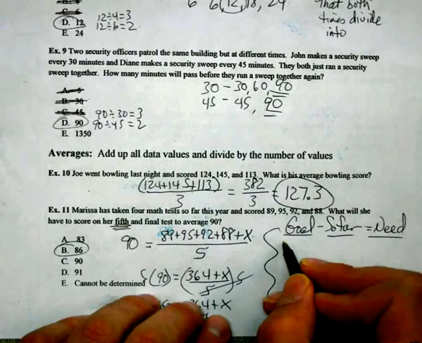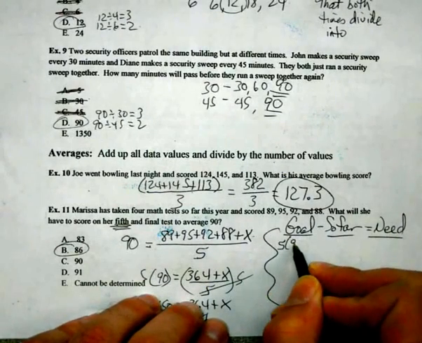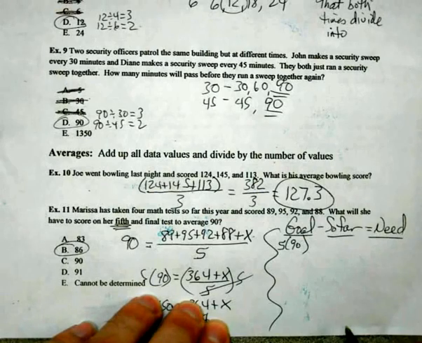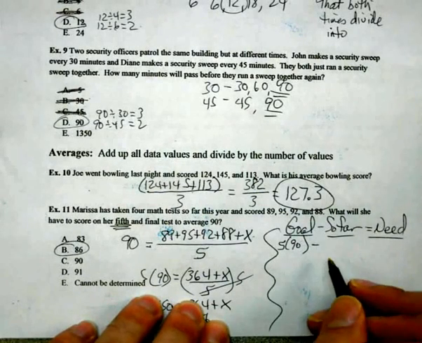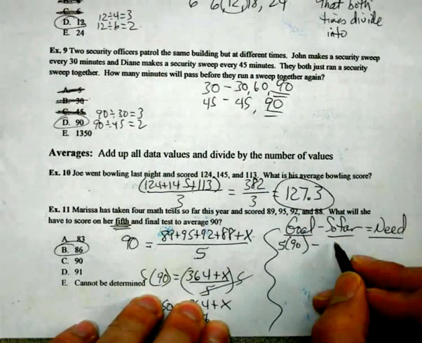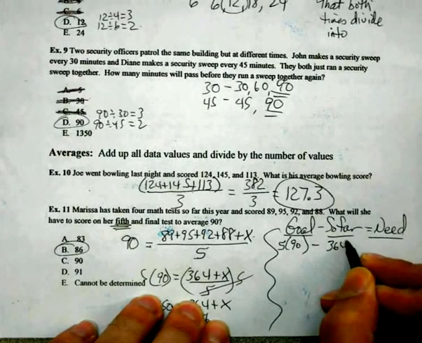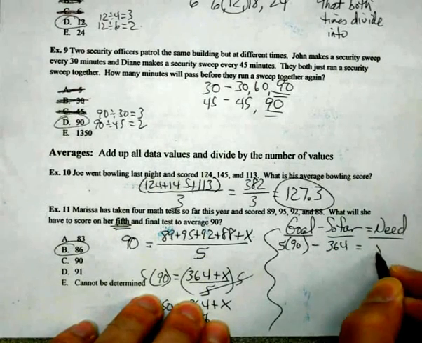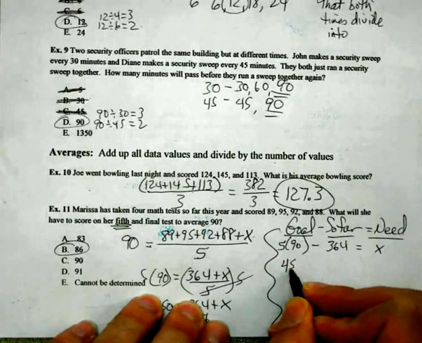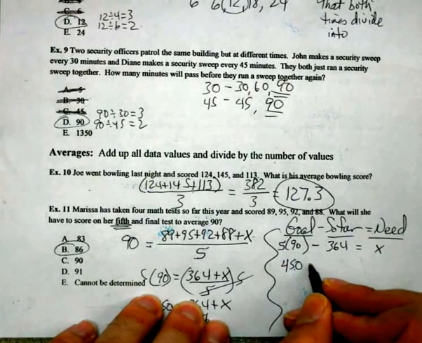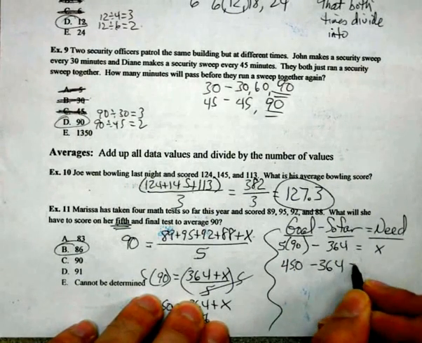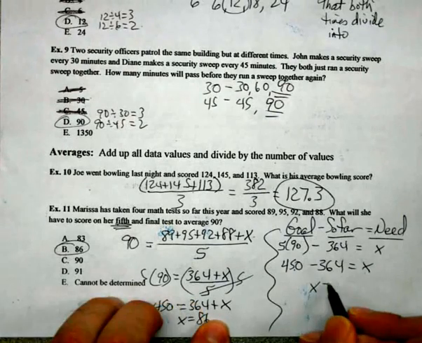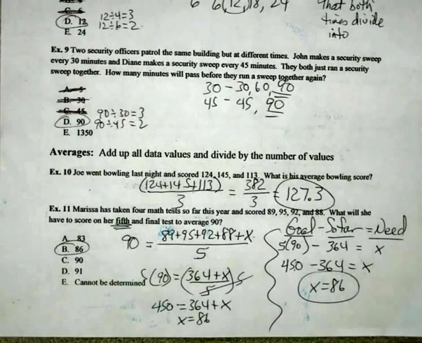My goal is, after I've taken 5 tests, to average 90. So far, I've added up the 4 scores that I have, which is 364, and that ends up being what I need. So my goal is to get 450 points. I have 364, and I still get the 86.